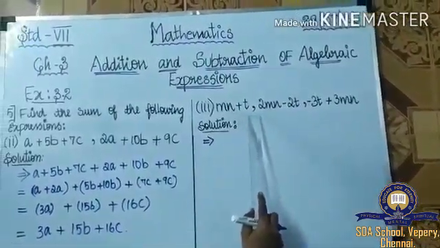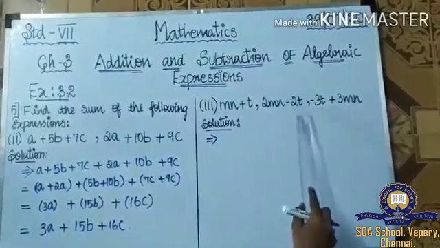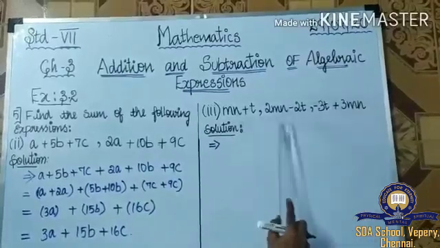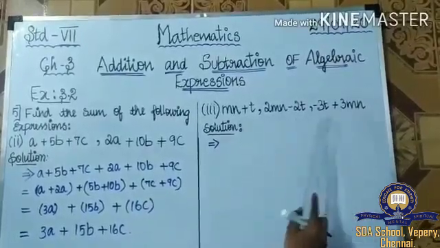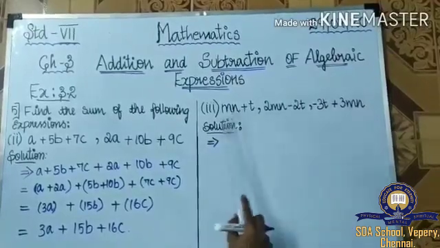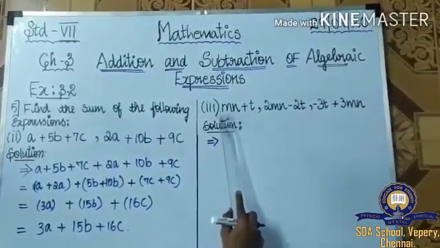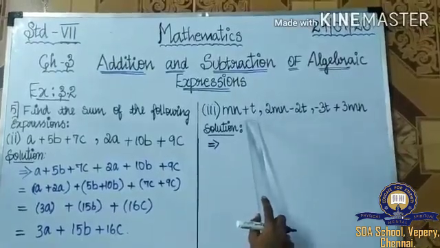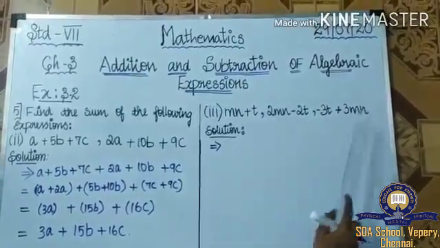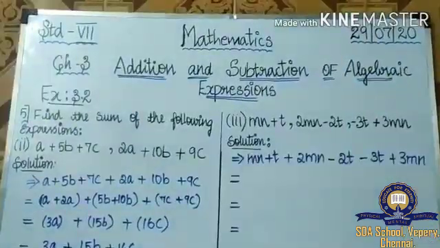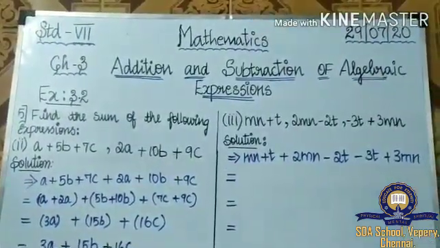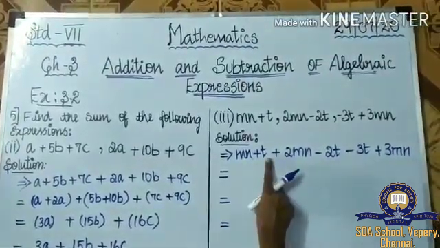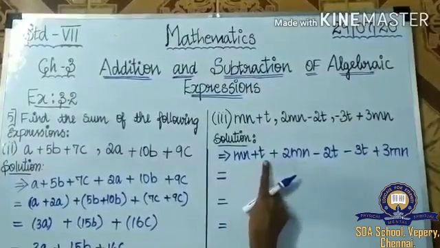Here mn plus t, comma 2mn minus 2t, comma minus 3t plus 3mn. See, in this question we have totally 3 expressions, right? Okay. Here we have 2 terms only, mn and then t. First step is we are going to add the following expressions, okay? I already told that only like terms should be added, right? In this, we have 2 terms. One mn, another term is t.